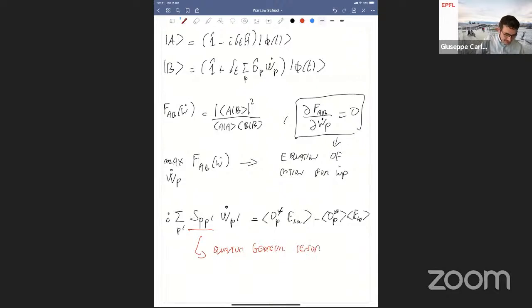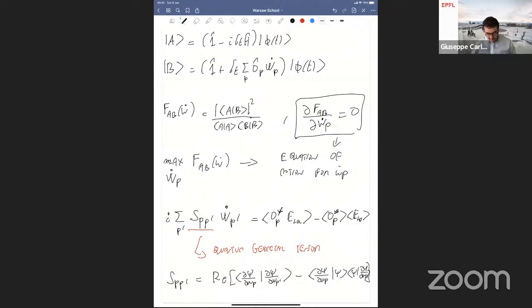Okay, so specifically, if you take real valued parameters, now this S_PP' will be the real part of the quantum geometric tensor, which is defined technically as the gradient of psi with respect to parameter P, overlap with the gradient of psi with respect to parameter P', minus the overlap of the gradient of psi with respect to P with psi, times psi with the gradient of psi with respect to P'.